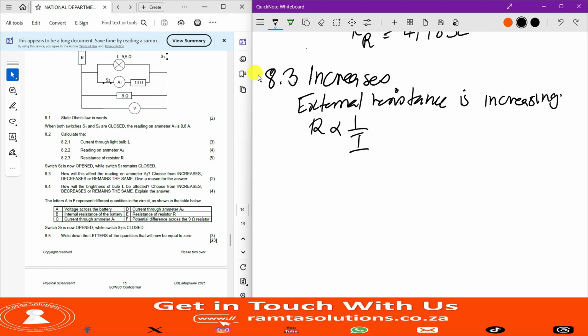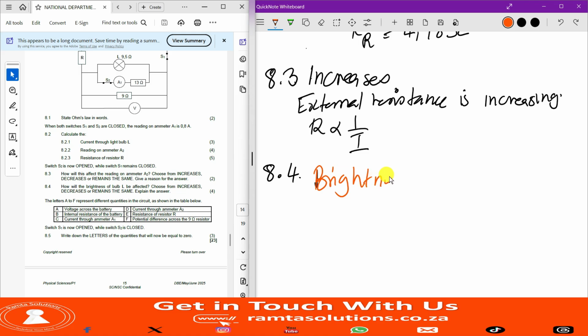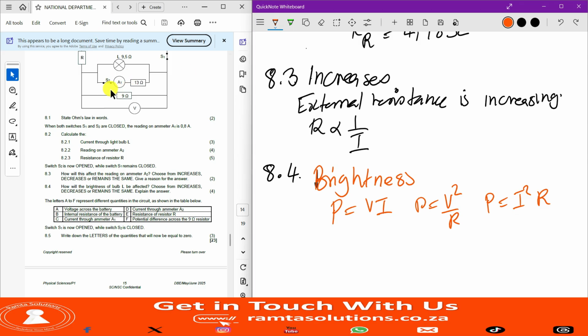Right. Now, let's go to the next one. The next one is 8.4. This one is interesting. How will the brightness of bulb P be affected? Choose from increases, decreases, or remains the same. When you talk about brightness, you need to look at power ratings: VI, V squared over R, or I squared R. One of them will be constant, right? So remember, what is happening here?